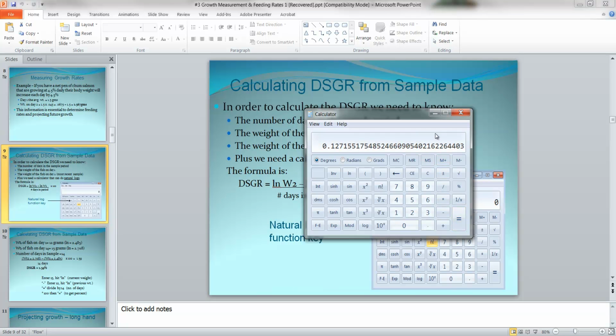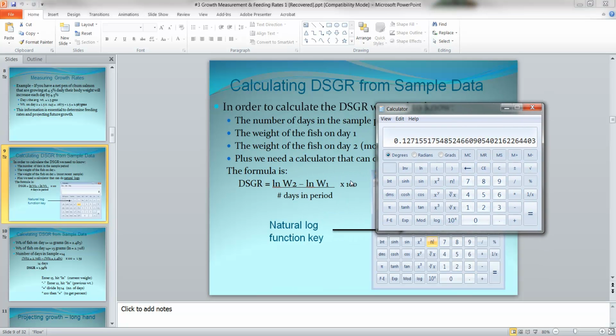I don't know if you noticed, but the formula I typed in was right above these numbers. It disappeared when I got the answer. The difference in the natural logs is basically 0.127. Still doesn't mean much to you. To get the daily specific growth rate, I'm going to divide that by the number of days in the period, and then to get percent, I'm going to multiply by 100.